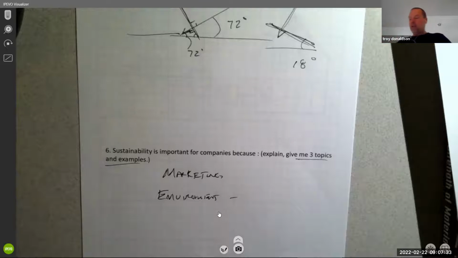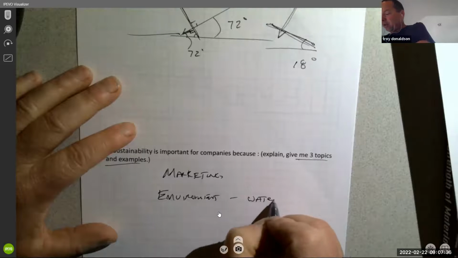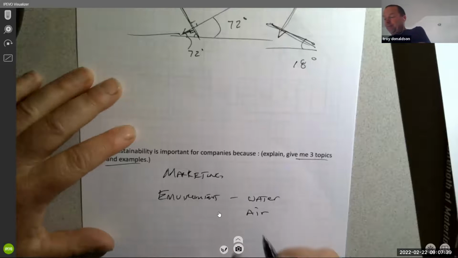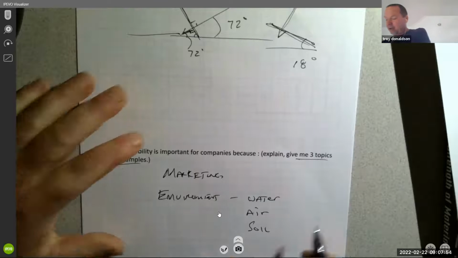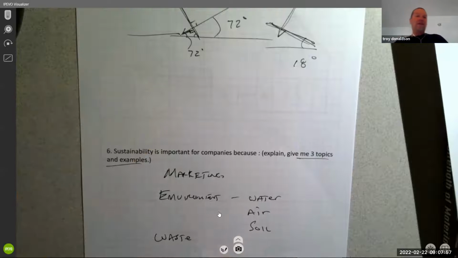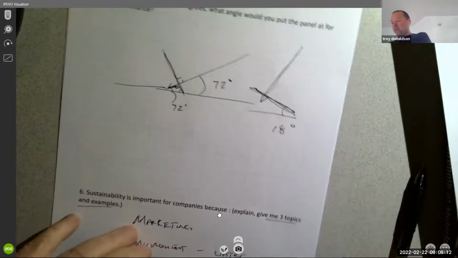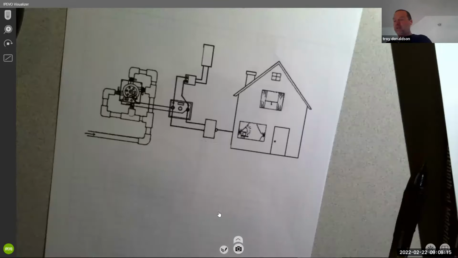And then, of course, under that, you can list a lot of things like water, air, soil. All of those are things we're trying to conserve and keep clean. So sustainability does a lot with waste. That's another area. Trying to reduce their waste and save cost. Trying to save the environment, not heat water up, not pollute air, not pollute the soil, all of those kinds of things. So you should have been able to come up with this, hopefully no problem. There's lots of good reasons for companies to do it.